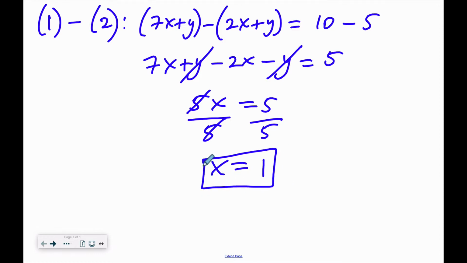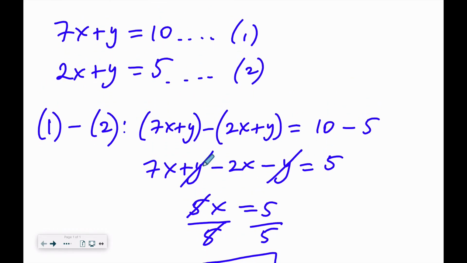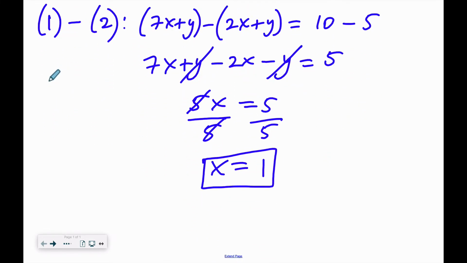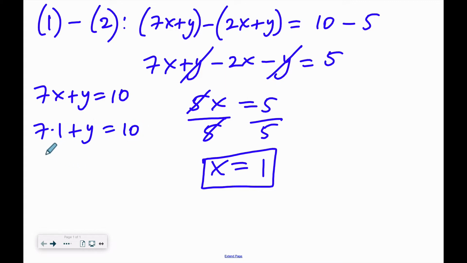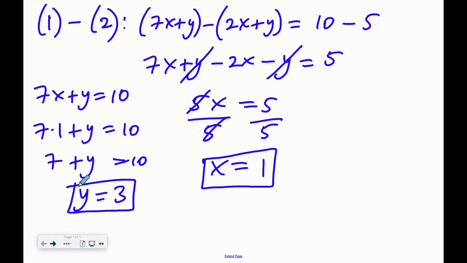Let's find the value of y. So the equation was 7x plus y is equal to 10. Let me write it here. 7x plus y is equal to 10. That's the equation. We found that x is equal to 1, so it's 7 times 1 plus y is equal to 10. Now 7 times 1 is 7, and then plus y is equal to 10. From here it's easy to tell that y is equal to 3. Alright, so this is the solution.